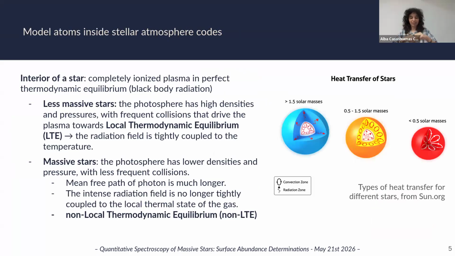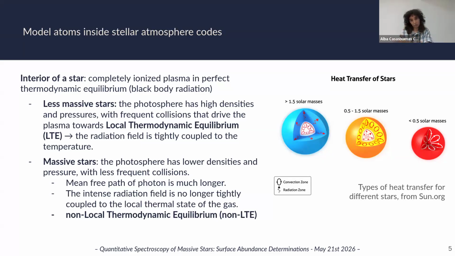If we go back a little bit and remember some things about the physics of the stars, we know that the interior of a star is made by a completely ionized plasma in perfect thermodynamic equilibrium, which emits as a black body. Then depending on the mass of the star, we can treat their atmospheres in one way or another. With less massive stars, the photosphere has very high densities and pressures, and the frequent collisions make the radiation field very tightly coupled to the temperature.